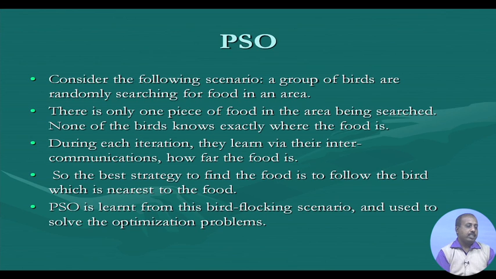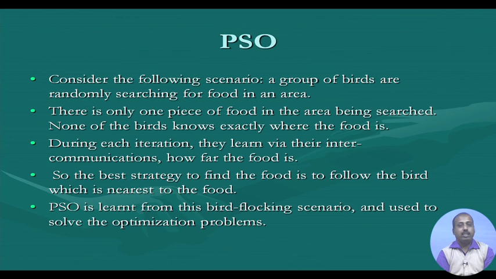So, let us see how this PSO is formulated. Consider this scenario: a group of birds are randomly searching for food in an area, and there is only one piece of food in the area being searched. There is only one piece of food, and none of the birds knows exactly where the food is.